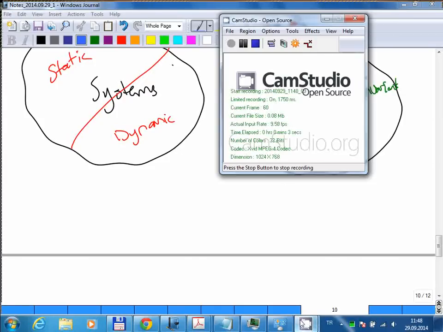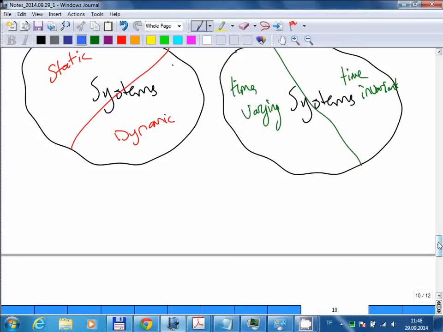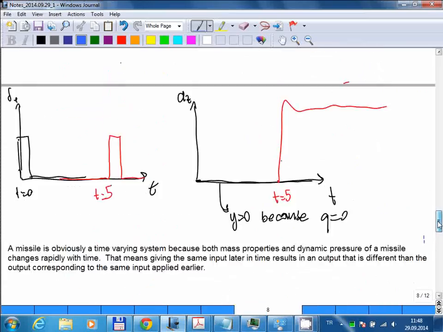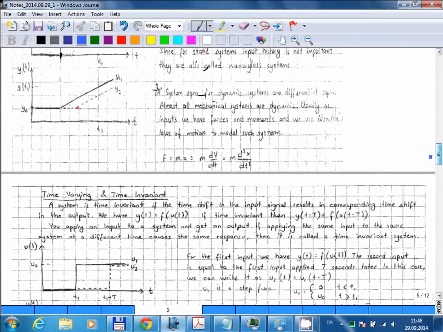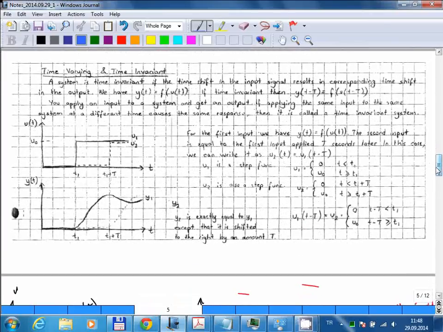Okay, so in the previous hour I talked about two different ways of classifying systems, and I think it's easier to remember the definitions. So it's easier to remember what makes a system static or dynamic, or what makes a system time varying or time invariant. So that's why I told you that.